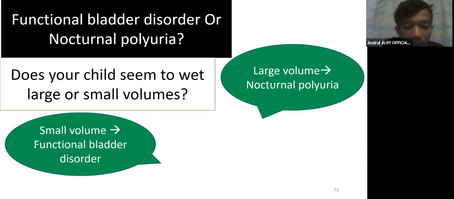We can also differentiate between functional bladder disorder and nocturnal polyuria by asking the volume of the urine after they bed wet. If the urine is large volume, it is suggestive of nocturnal polyuria, and if small volume, functional bladder disorder. So next.